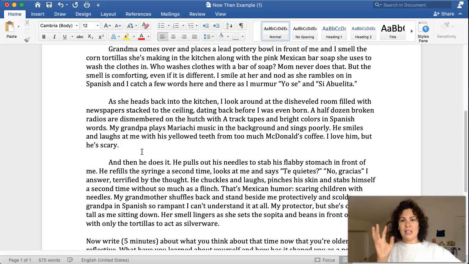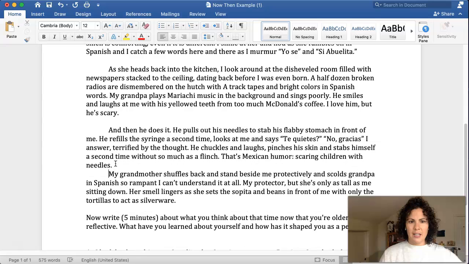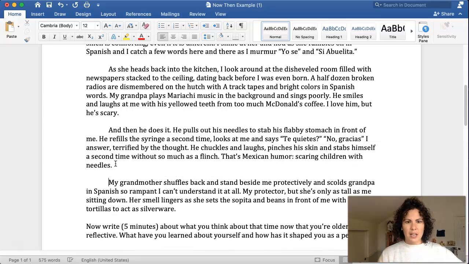And it's like, he does it. He pulls out the needle, right? And I am terrified, right? And then it ends and he chuckles. And then I am doing more thinking. So I don't know. I think I'm going to leave that. Maybe I do my grandmother shuffles back in, because that's kind of a new moment there. So here I paragraphed it.